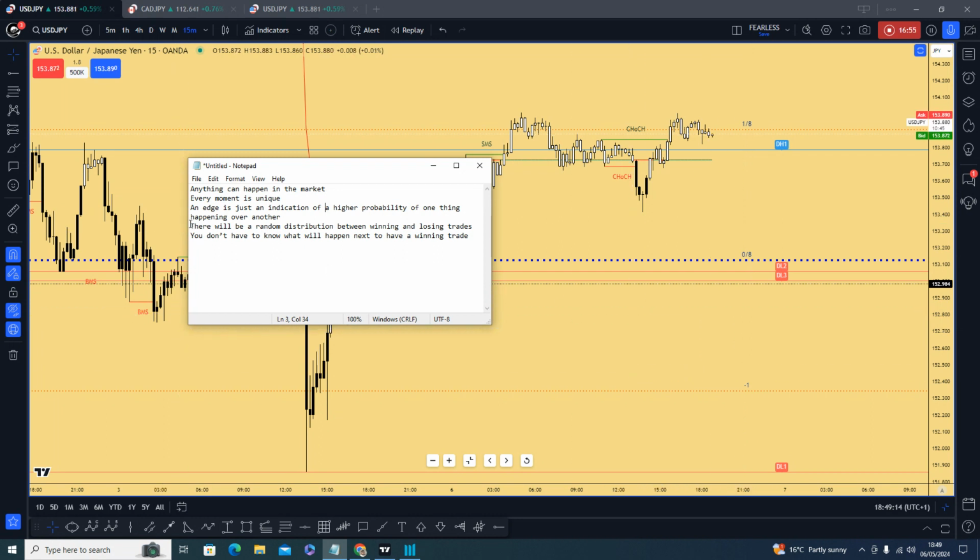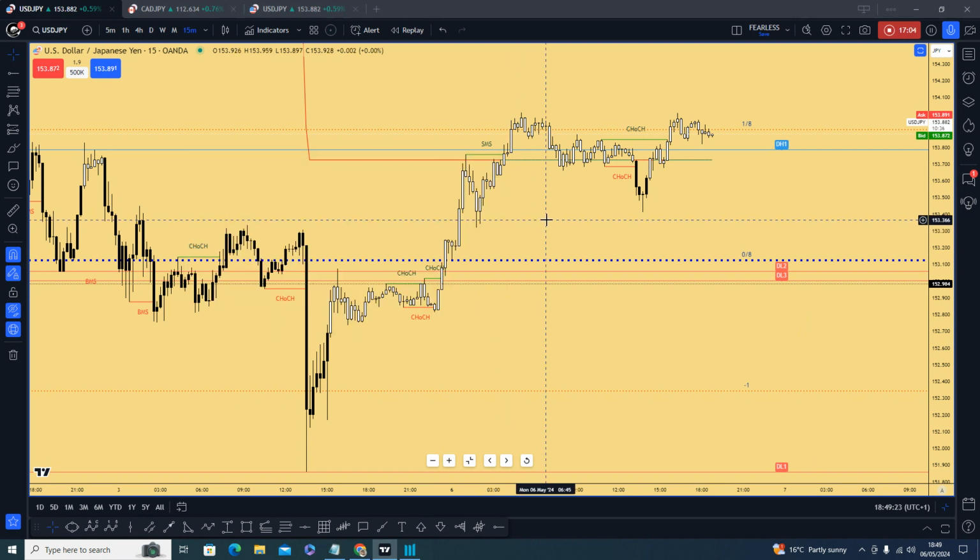Okay. And also this one here, the fourth one, says there will be a random distribution between winning and losing trade. That means you're going to have losing trade, you're going to have winning trade. You don't know which one will win, you don't know which one will lose. Therefore, once your edge is present in the market, you must take the trade. You have to take those trades, and you take them in a consistent, flawless way.